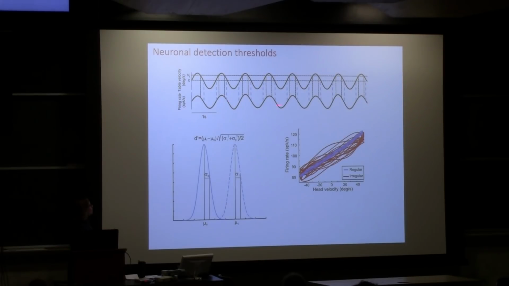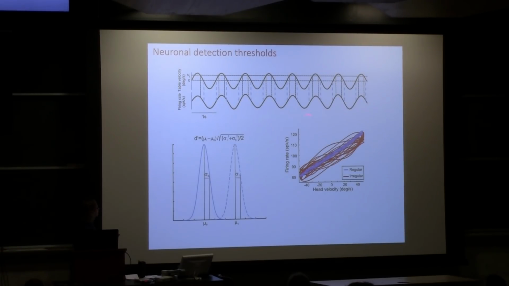Then you're going to record the firing rate. This is highly schematic, right? The firing rate is going to have noise on top of it. And maybe the best thing for me to do is now go back over to this curve. So what this shows is the head velocity generated during some frequency of rotation as a function of firing rate for an example regular afferent and an example irregular afferent.